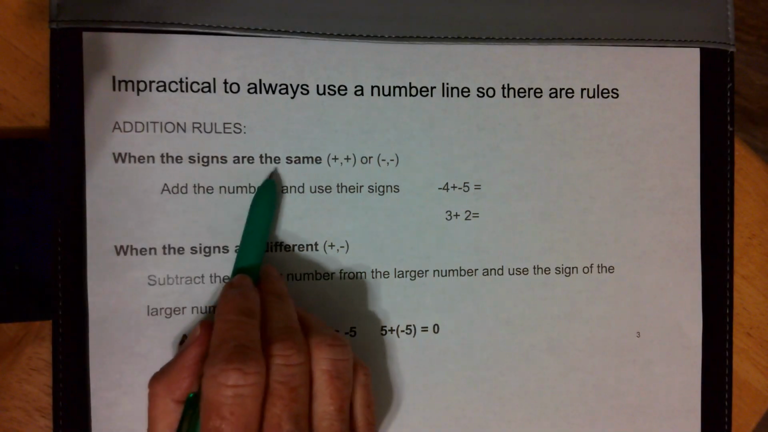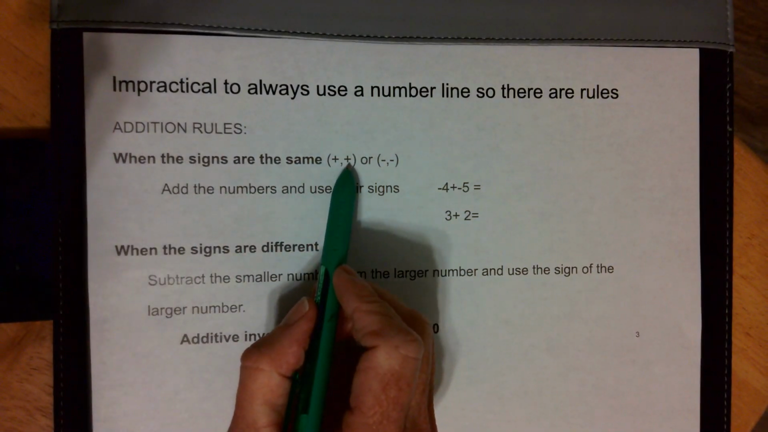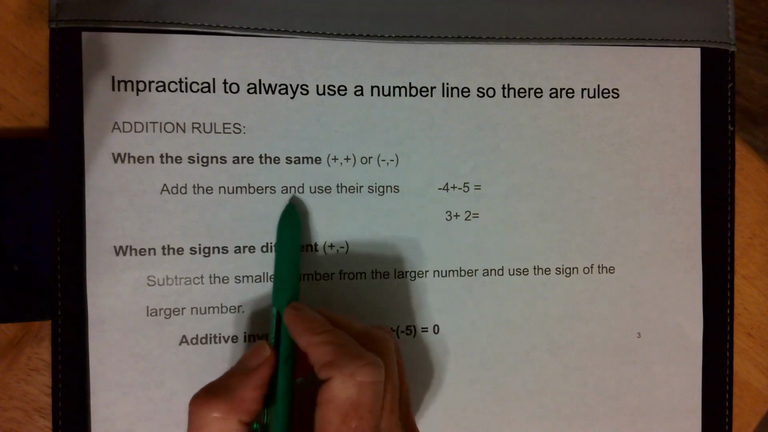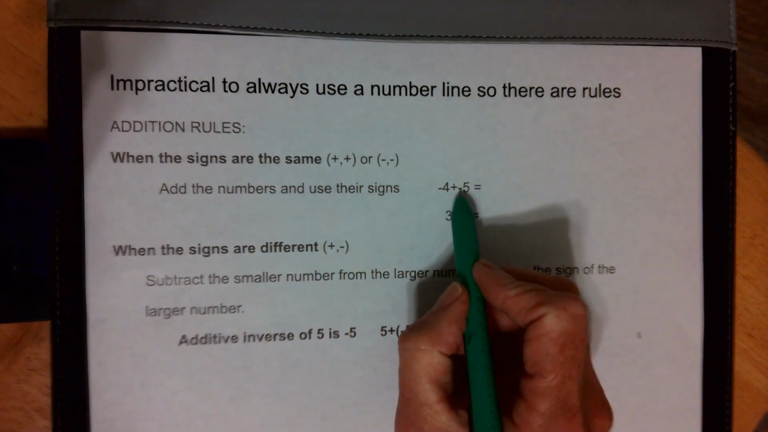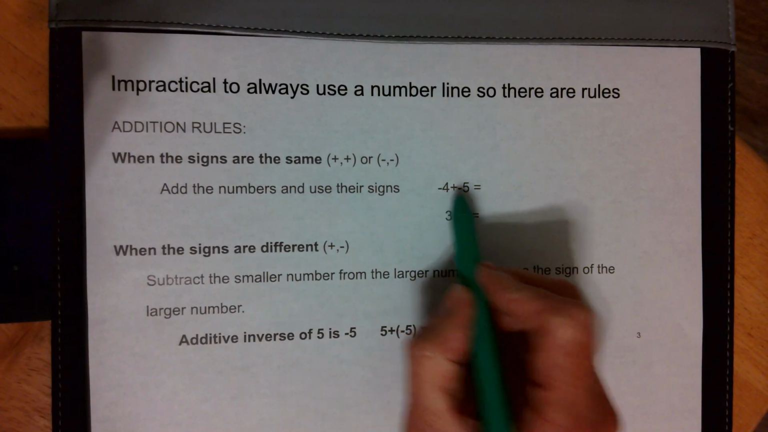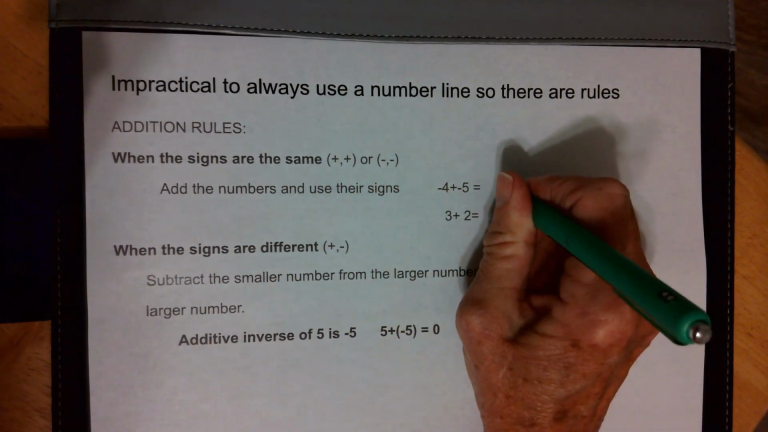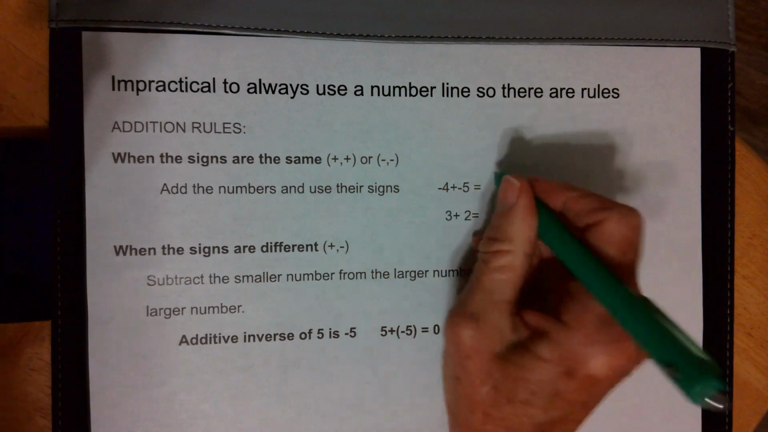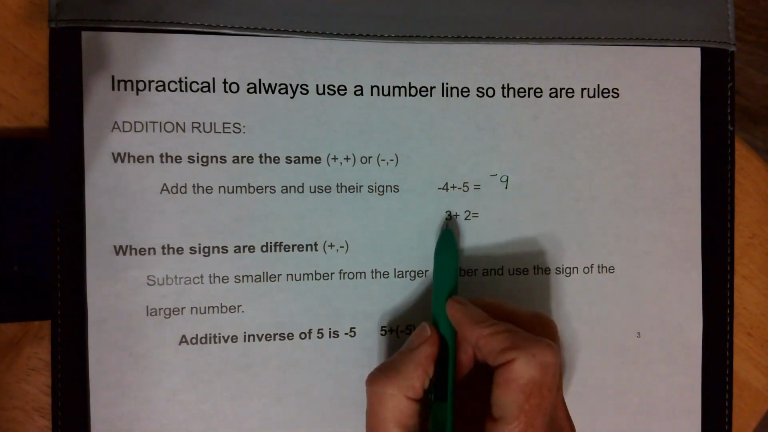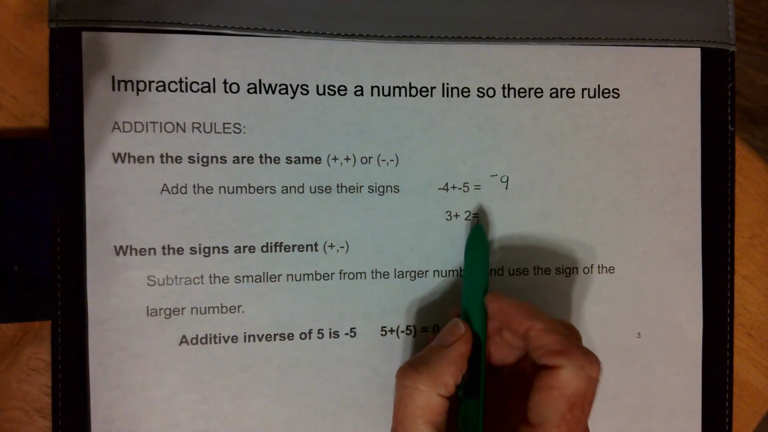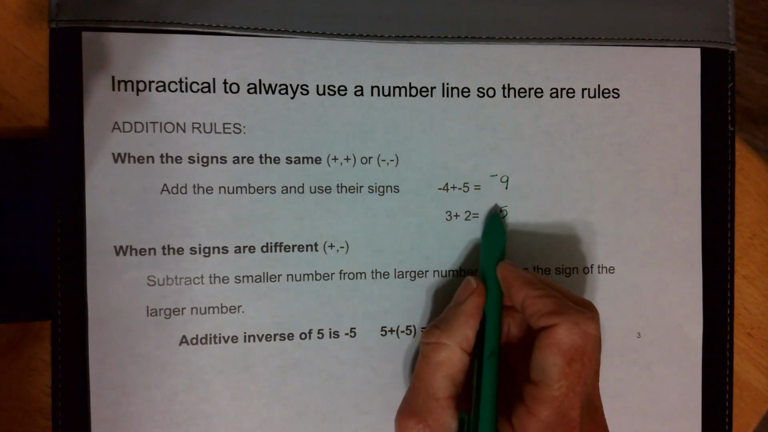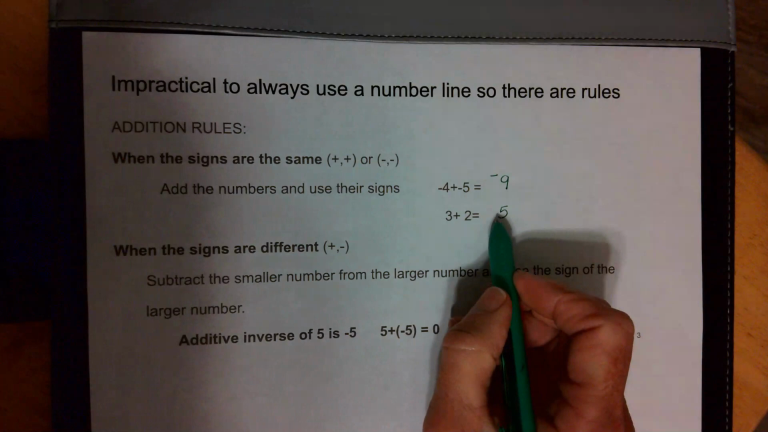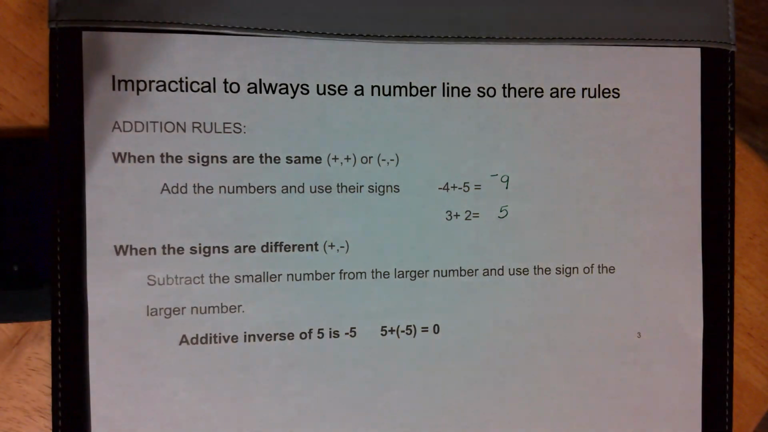When the signs are the same, they're either both positive or both negative, you add the numbers and use their sign. So I had -4 plus -5. I add those two numbers together, which is going to give me a 9. I use their sign, which is a negative. Or if both numbers are positive, you add them together. They're both positive, and you don't have to put a positive. If you don't see a sign, you know it's positive.